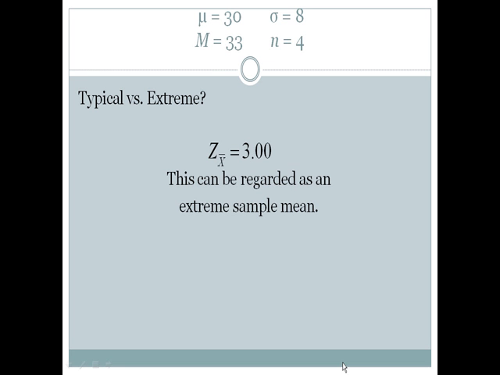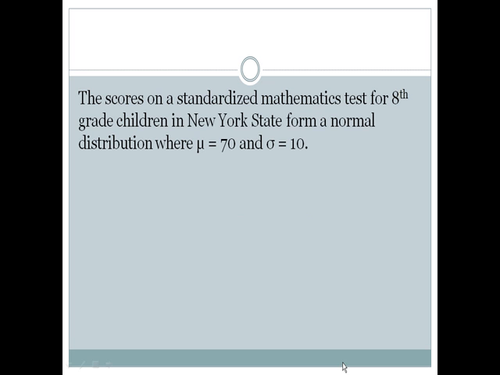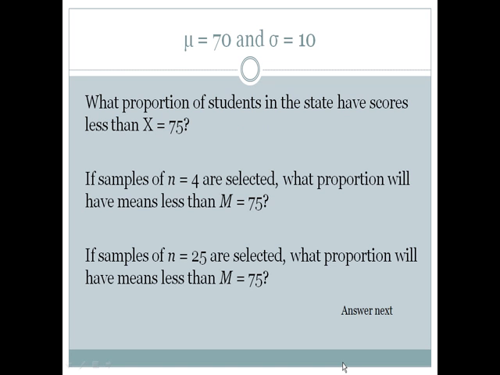Okay, let's go through this example. What if we have the scores on a standardized mathematics test for 8th grade children in Newark State? They form a normal distribution where the mean is equal to 70 and the standard deviation is equal to 10. Using this information, let's answer some questions. So, what proportion of students in the state have scores less than 75? If samples of 4 and then 25 are selected, what proportion will have means less than M equal to 75? So take a minute to pause and see if we can go through these example questions.